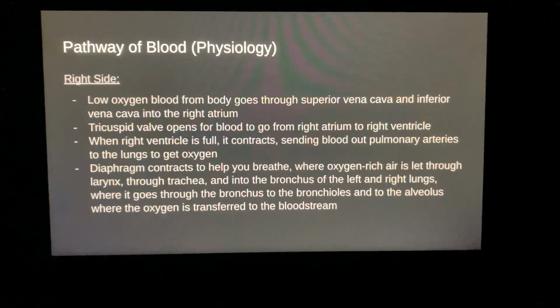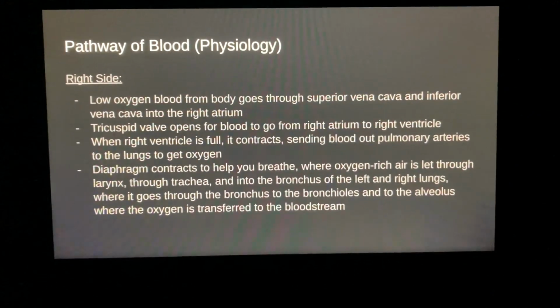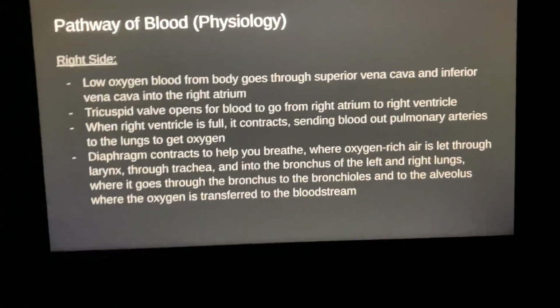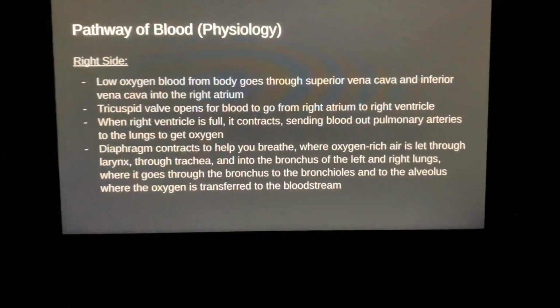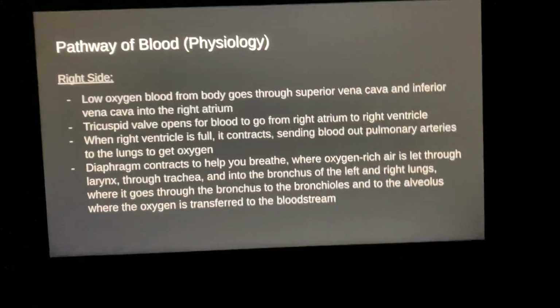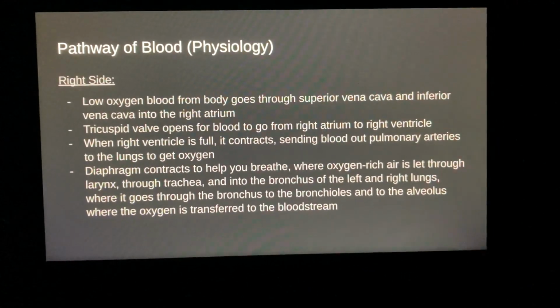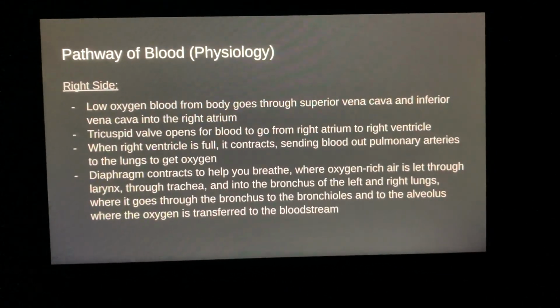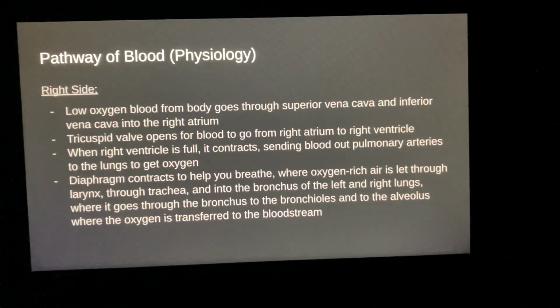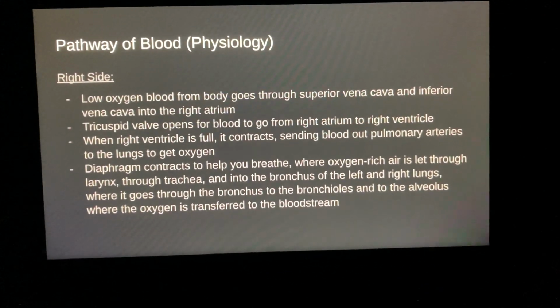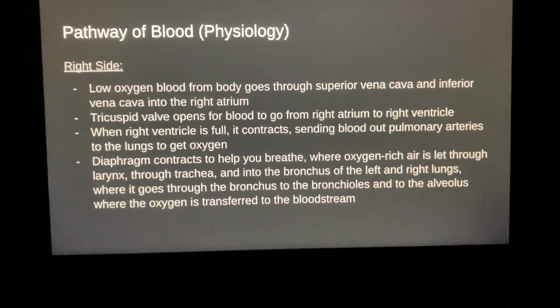So for the right side of the heart, the right and left do things simultaneously, but it's easier to explain it as the right side and left side and what their functions are at the same time. So on the right side, the low oxygen blood goes from the body, goes through the superior vena cava and inferior vena cava into the right atrium from the lower half and upper half of your body.